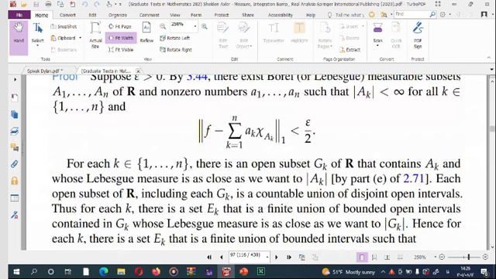Now for each index k from 1 to n, there is an open subset Gk of R that contains Ak and whose Lebesgue measure is as close as we want to that of Ak. This is by part E of 2.71.